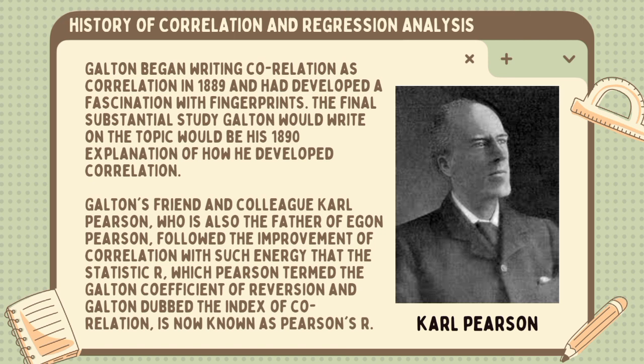The final substantial study Galton would write on the topic would be his 1890 explanation of how he developed correlation. Galton's friend and colleague Karl Pearson, who is also the father of Egon Pearson, followed the improvement of correlation with such energy that the statistic, which Pearson termed the Galton coefficient of reversion and Galton dubbed the index of correlation, is known as Pearson's r.